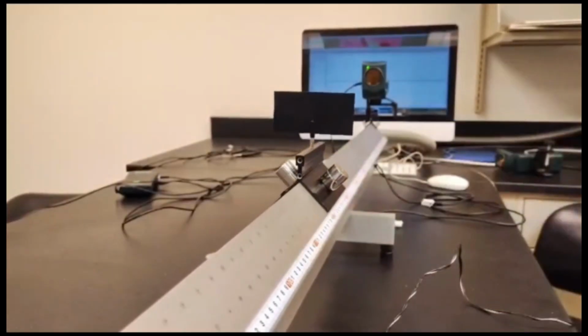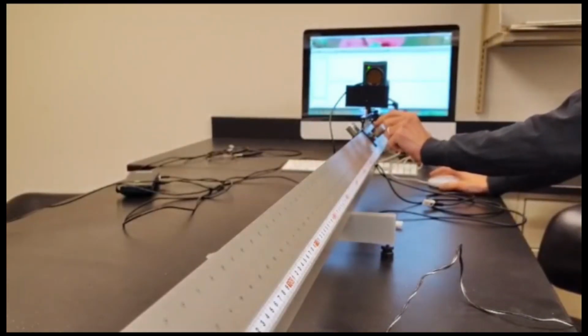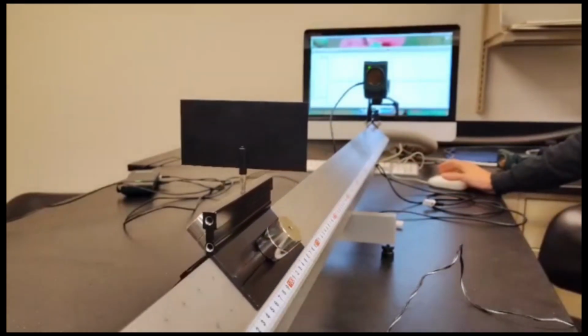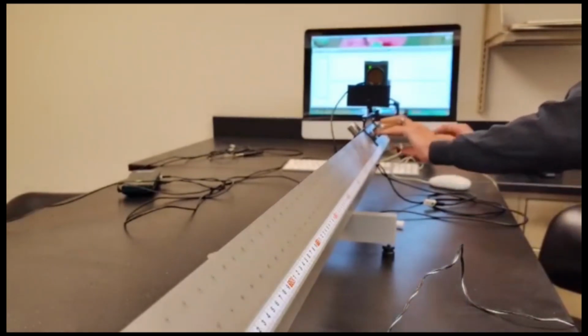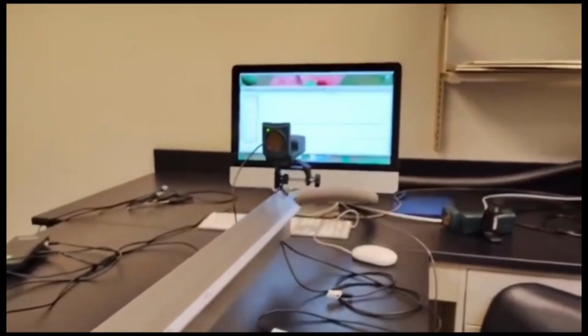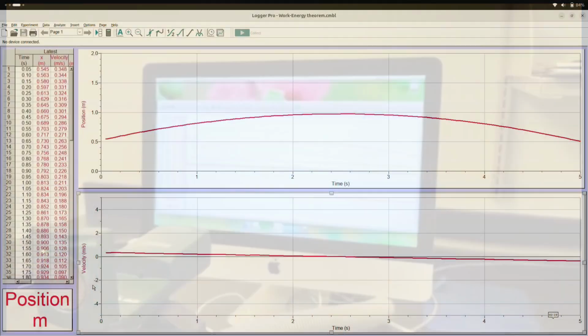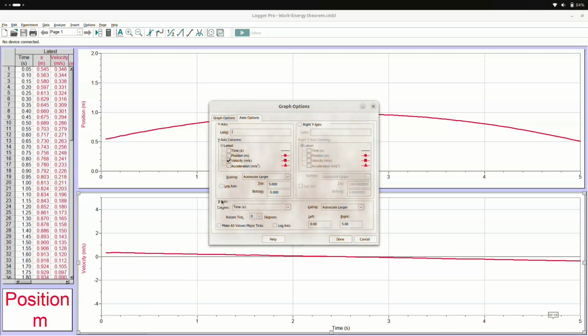Alright, so let us do the actual experiment, and it is going to be extremely fast. All we have to do is to set up the computer to record the motion, and give the glider some initial push away from the detector. Done. Now let us analyze the collected data. The top graph shows the position versus time, and the lower graph is the velocity versus time. Let us change the scale of the velocity graph.